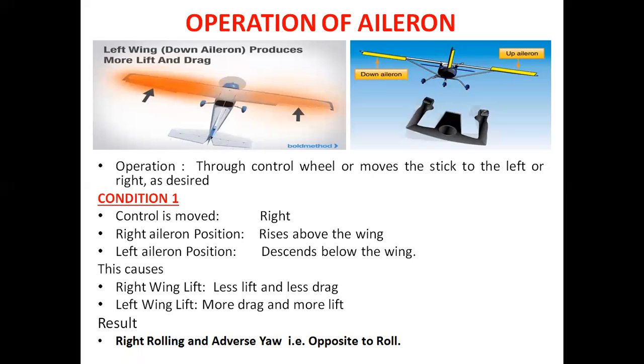And one unwanted situation will arise that is known as the adverse yaw. That means aircraft will yaw towards left. That is the unwanted phenomenon, which is created due to difference of drag on left and right side of the wing. That is required to be countered.